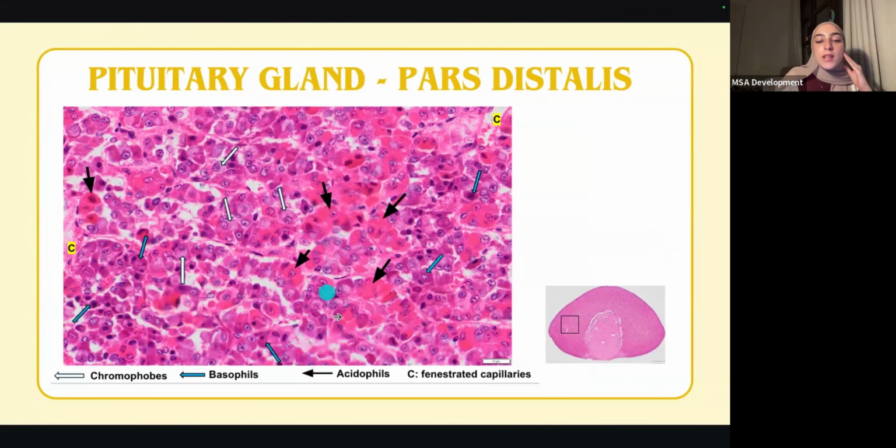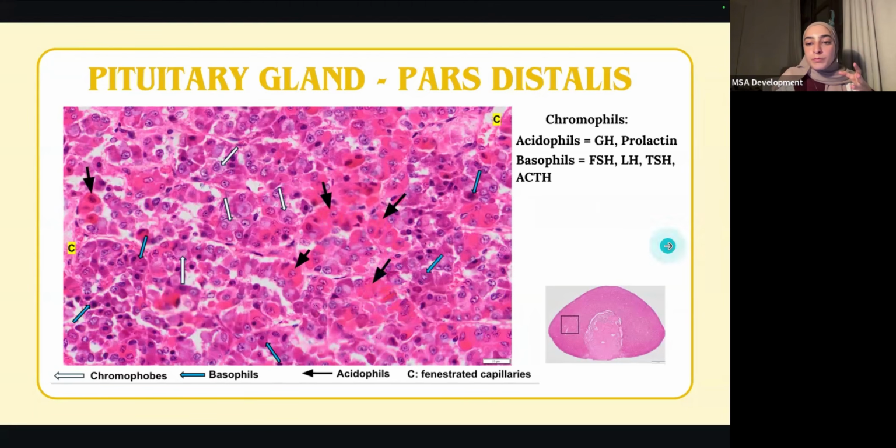So first of all, let's talk about the acidophils. They're kind of like the hot pink cells, okay? They're more eosinophilic. They're very pink, they're very bright. And these cells synthesize growth hormone and prolactin, okay?